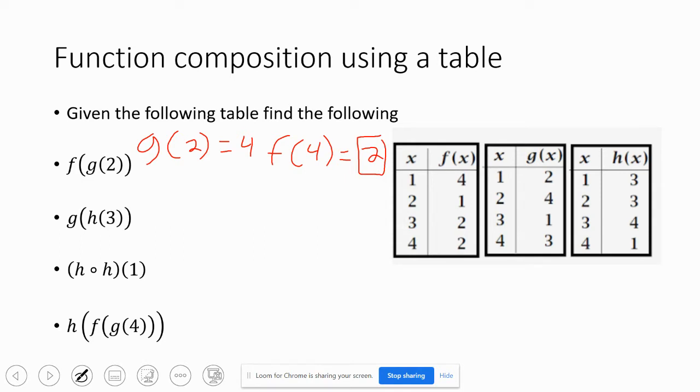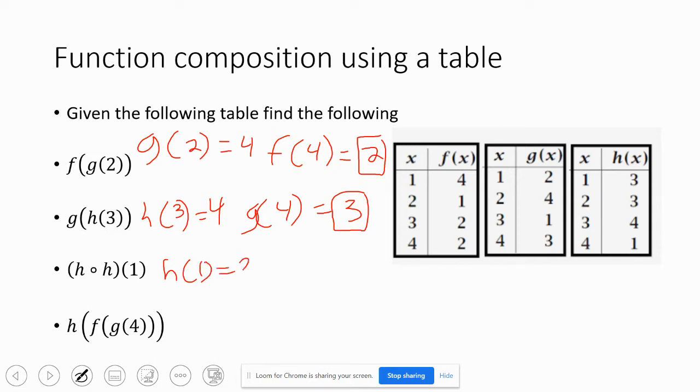Let's try another one. You first find h at 3. So h of 3 is 4. Then you put 4 inside g, and g of 4 will be 3. They can also say use the same function twice. So h of h of 1. You first put 1 in h, so h of 1 is 3. And you find h of 3, which is 4.